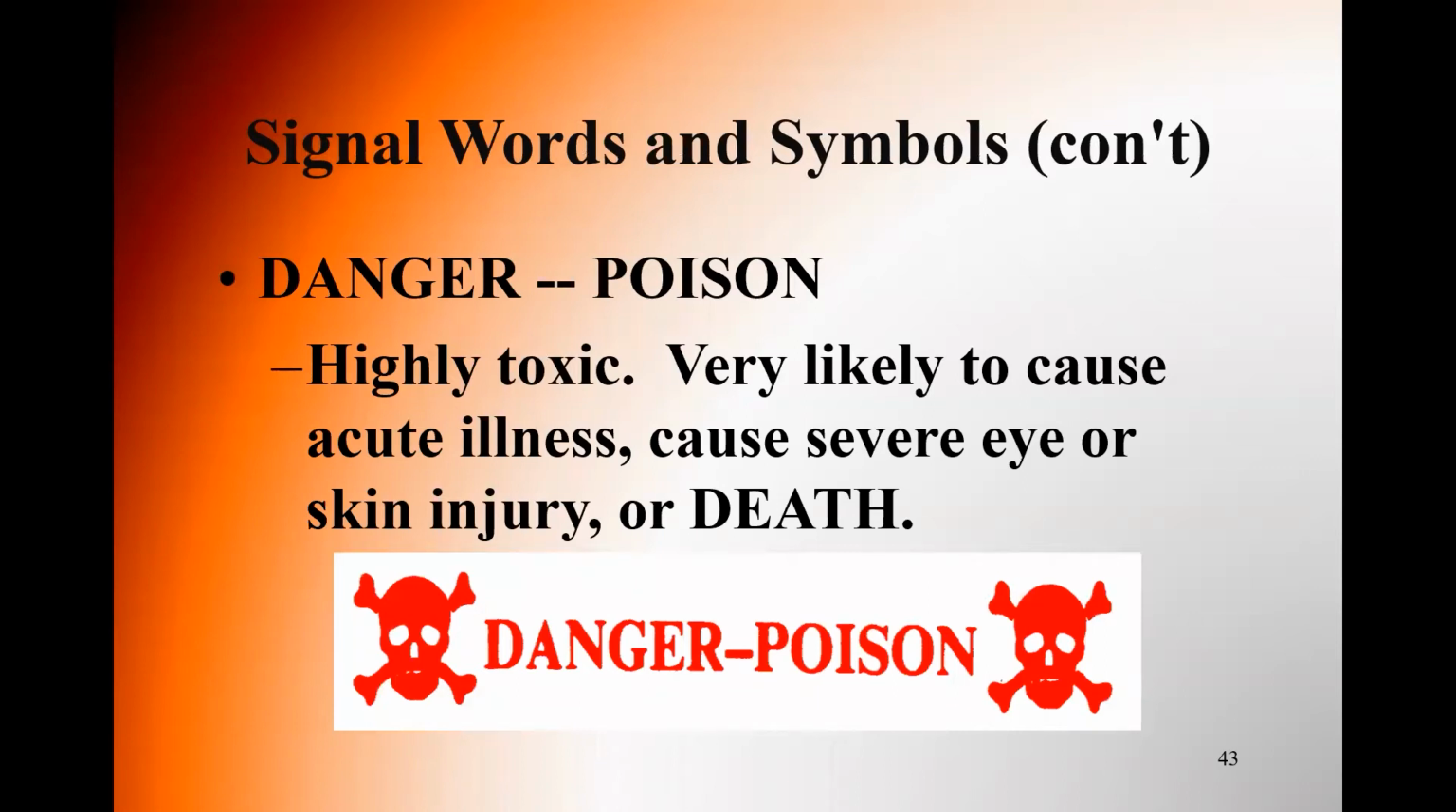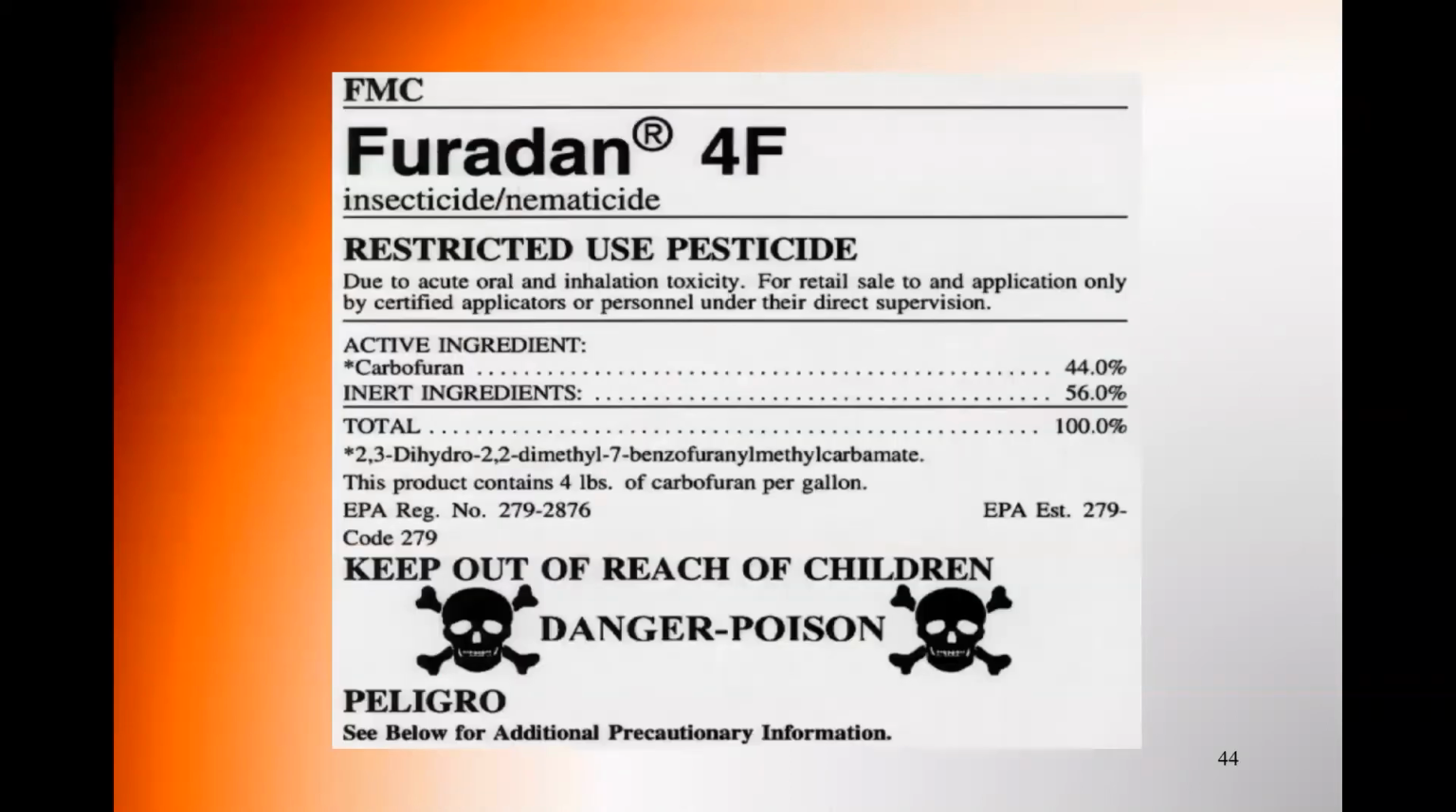The signal word that we're seeing here: danger, poison, highly toxic, very likely to cause acute illness, severe eye or skin injury, or even death. So this is an example of this, Furadan. Furadan is a very highly toxic pesticide. And it contains the danger, poison signal, and the skull and crossbones. It does not take a lot of this chemical to be very deadly.